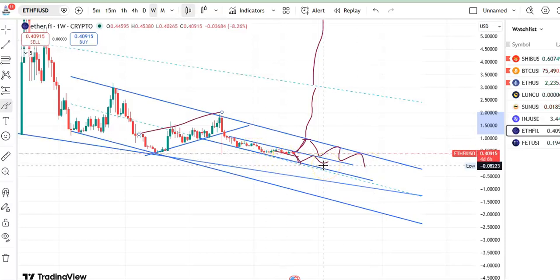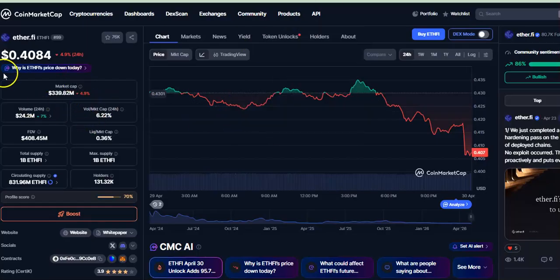Now we'll talk about other important details about this cryptocurrency. You can see the current price is $0.4084, down by 4%. Rank is around 99. Around 76k users are following this cryptocurrency. Market cap is 339 million. Volume in 24 hours is 24 million, and holder count is 131.32k holders for this cryptocurrency.